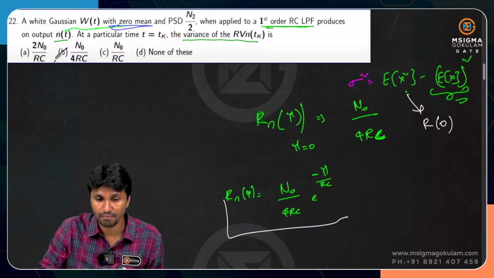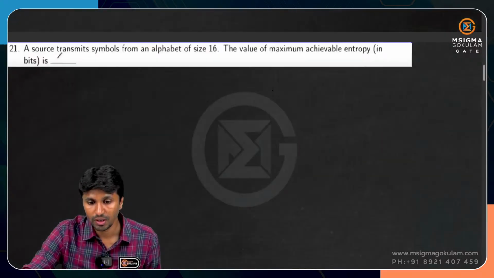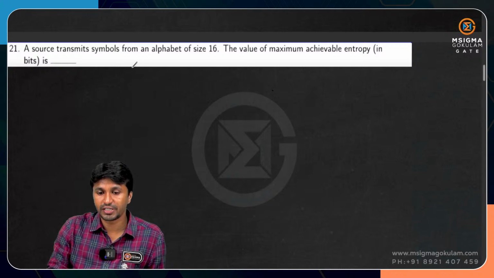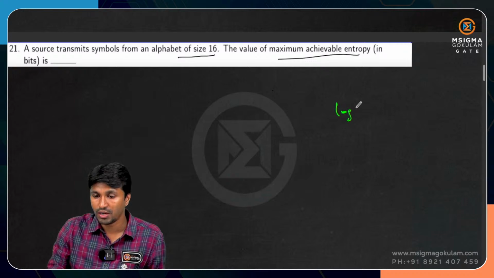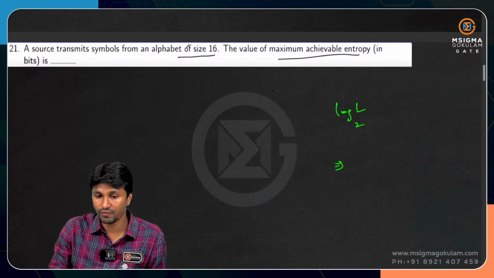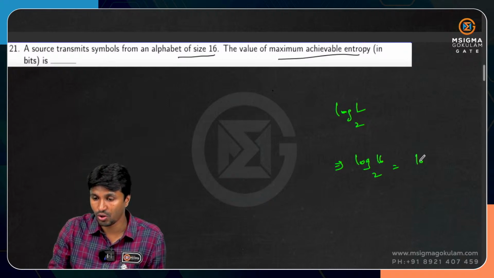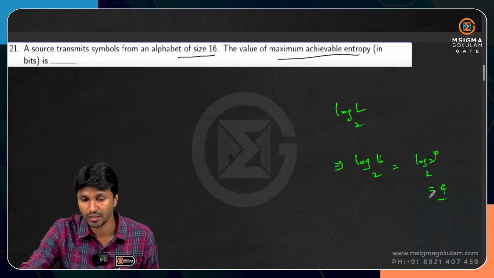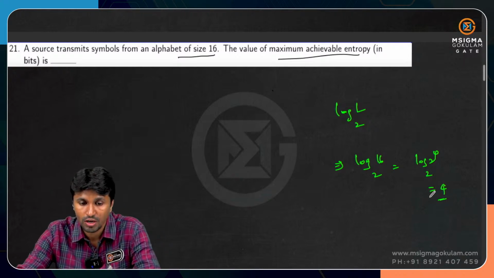The answer is B. Now, a source transmits symbols from an alphabet of size 16. The maximum achievable entropy is log L base 2. What is the size of the alphabet? 16. So log 16 base 2, or log 2 raised to 4 base 2, which is 4 bits per symbol. The entropy is 4 bits per symbol.